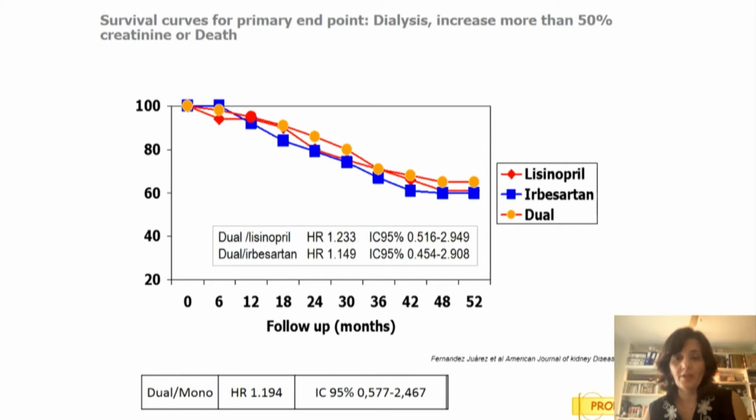There were no significant differences in proteinuria reduction or blood pressure control between groups. The number of adverse events were similar. So, under this condition, high doses of ACE inhibitor or ARB had the same impact on renal survival in diabetic nephropathy patients, and the adverse events were also similar.